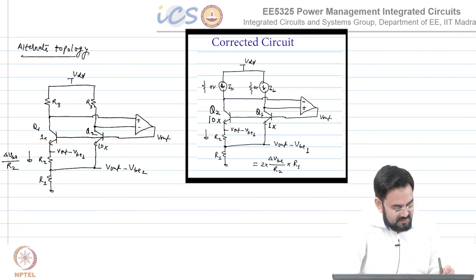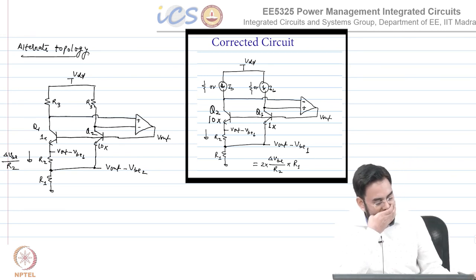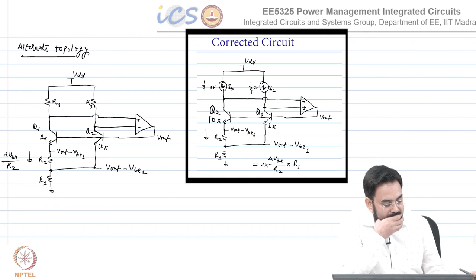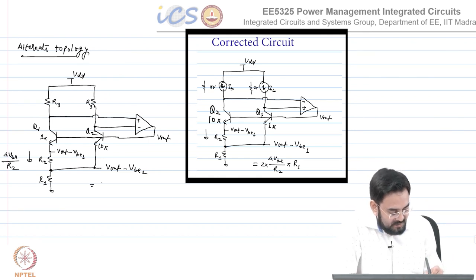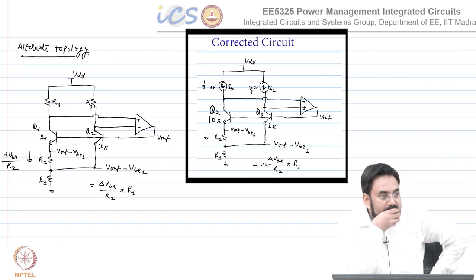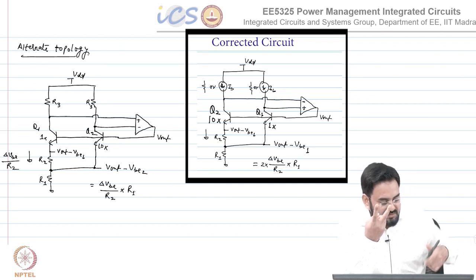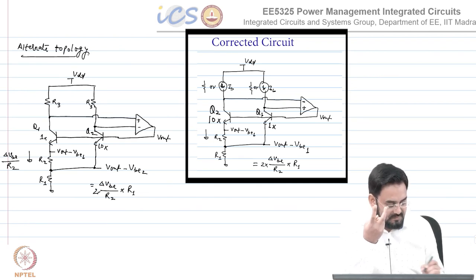So what is this voltage now? Delta VB by R2 into R1. Is this correct? That's the current from this. Currents are the same, so 2x current is flowing. Correct.